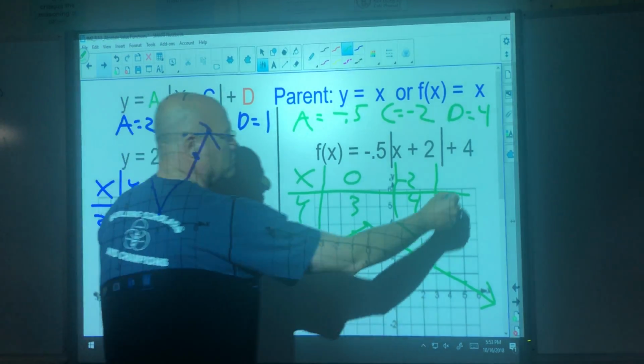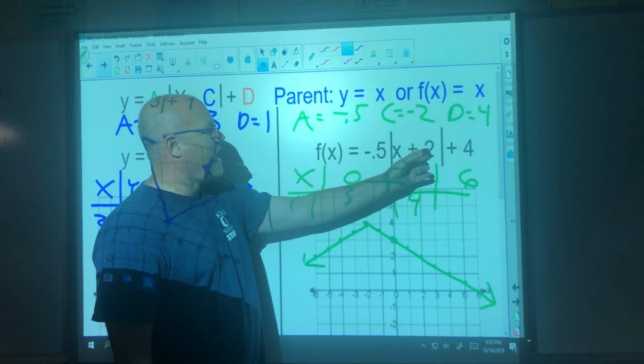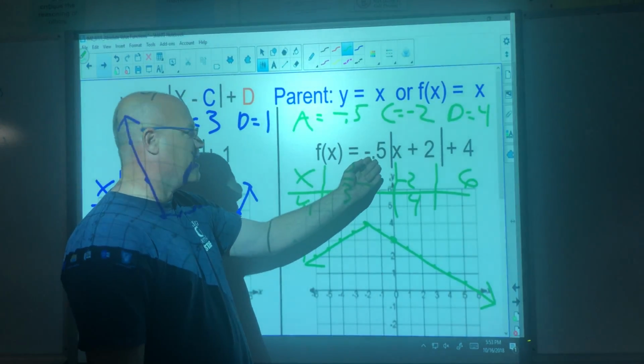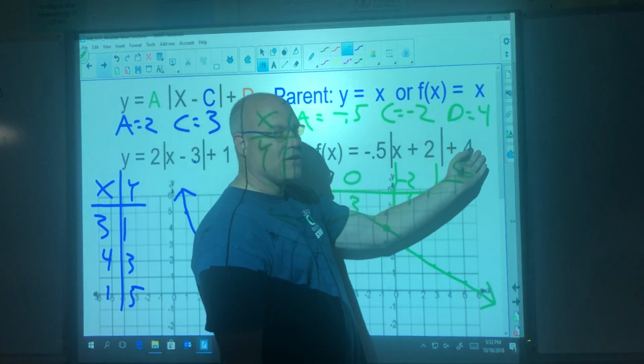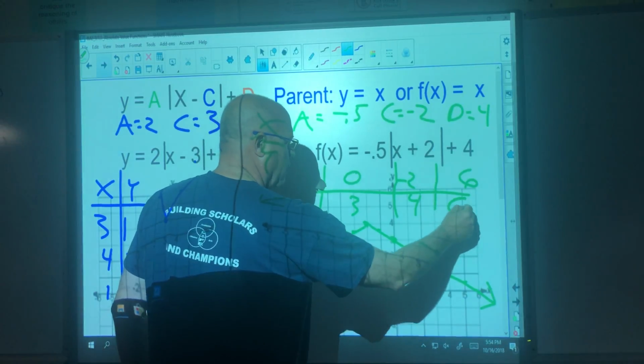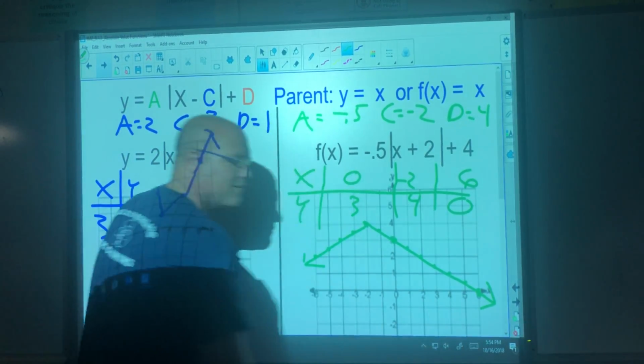Now let's plug in 6. We substitute 6 for x. 6 plus 2 is 8. Absolute value of 8 is 8. 8 times negative 0.5 is negative 4. Oh, negative 4 plus 4 is 0. So when x is 6, we get y is 0. Oh, look at that. There it is.